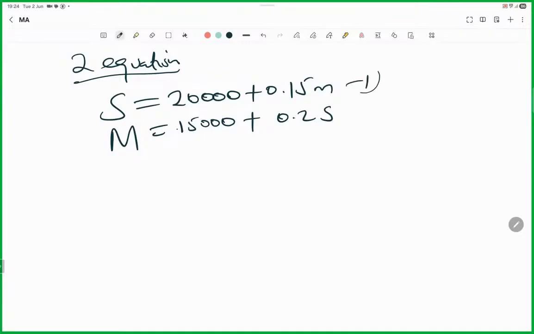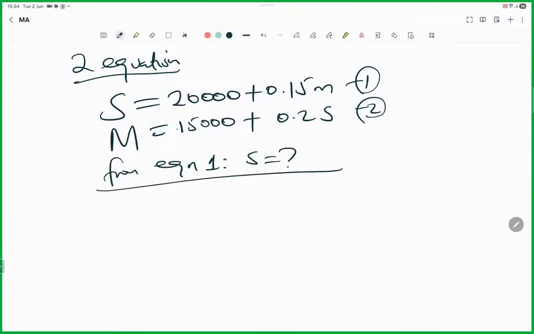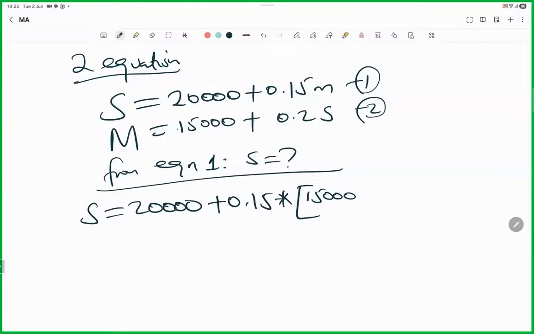So this is equation 1, this is equation 2. Substitute. From equation 1, what is the value of S? Equation 1 says S equals 20,000 plus 0.15 M. But we know the value of M. We know M equals 50,000 plus 0.2 S.